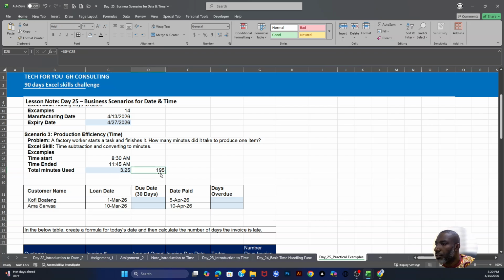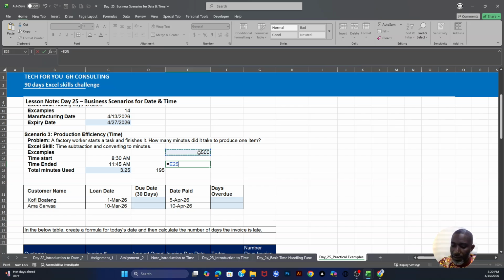The total number of minutes is going to be whatever you get here multiplied by 60 minutes, and we have 195 minutes that was used. If you have the total number of outputs, then you can divide by these hours and determine the rate. So let's say the output is 500. What is the total number produced in 1 hour, or in 1 minute?